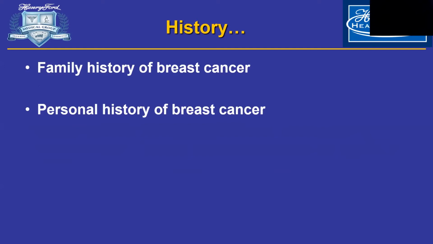Family history of breast cancer. If you have a first-degree relative who has had breast cancer, or you have multiple relatives affected by breast or ovarian cancer, especially before they turn 50, you could be at higher risk. Also, having a personal history of breast cancer leads to an increased risk of developing a second brand new breast cancer in either breast.